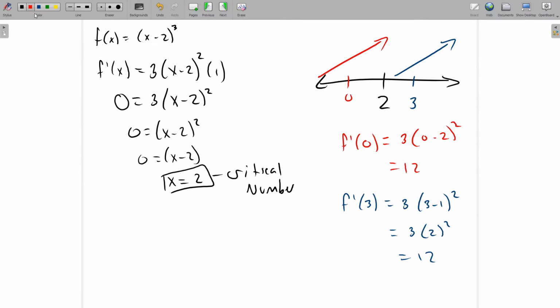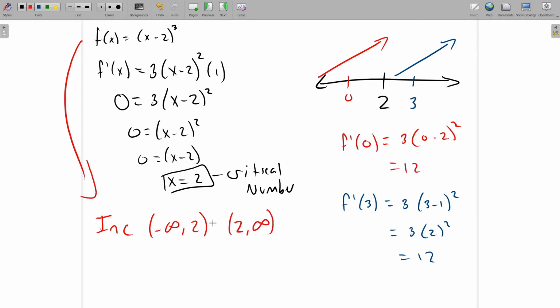So we can say that our original function is increasing on the interval from negative infinity up to 2, not including 2, and then also from 2, not including 2, to infinity. We can put a U between them for the union, meaning we're bringing these two together. We cannot include 2 in this because 2 is a critical number. There's something happening at 2 that is making our derivative equal to 0.